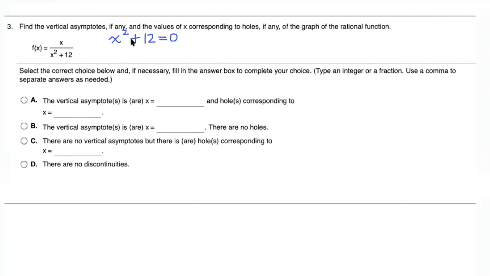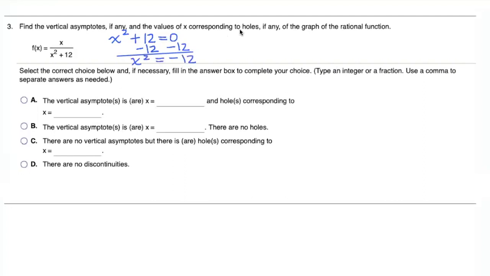First of all, it's addition. It has to be subtraction. And second of all, 12 is not a perfect square number. So my only option here is to just clear things away from the x. Now I get x squared equals negative 12.